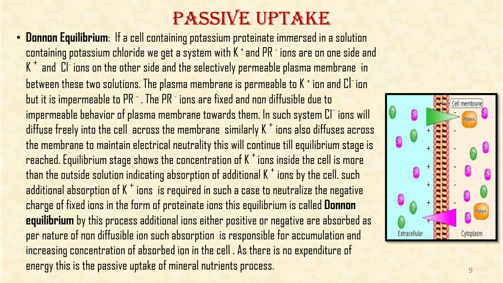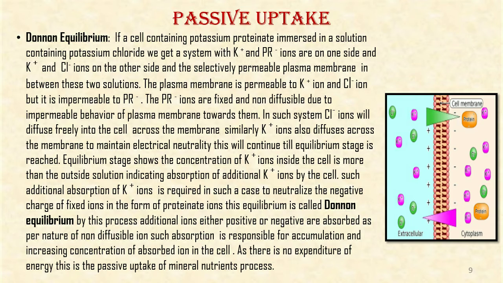In such a system, Cl minus ions will diffuse freely into the cell across the membrane. Similarly, K plus ions also diffuse across the membrane to maintain electrical neutrality. This will continue till the equilibrium stage is reached. The equilibrium stage shows the concentration of K plus ions inside the cell is more than in the outside solution, indicating absorption of additional K plus ions by the cell.